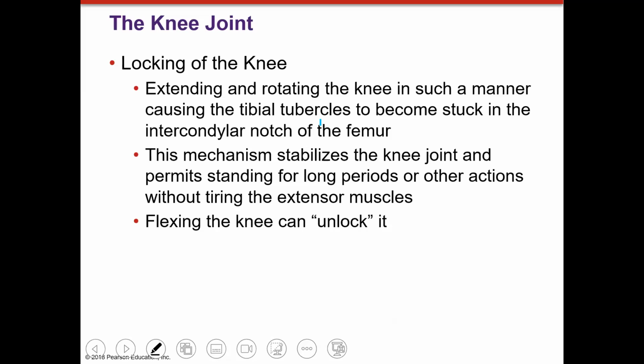So the knee joint, locking in the knee: extending and rotating the knee in a manner causing tibial tubercles to become stuck in an intercondylar notch in the femur. So this mechanism stabilizes the knee joint and permits standing for long periods of time, or this bone stacking, right? Or other actions without tiring the extensor muscles. And then flexing the knee can unlock it.